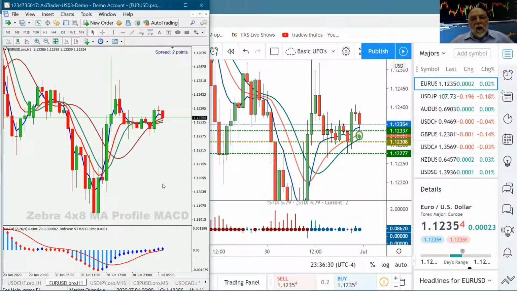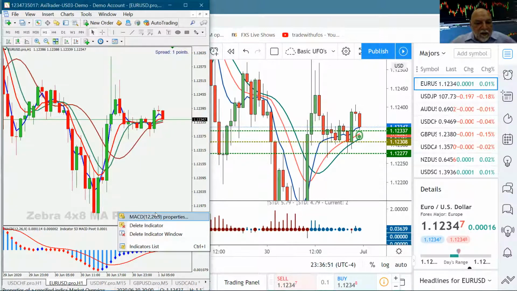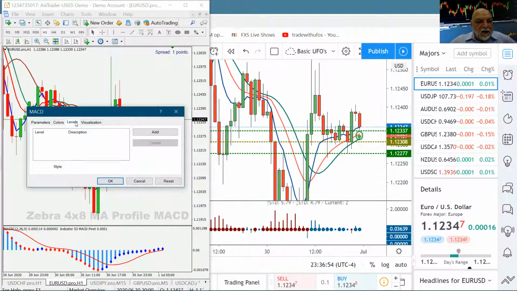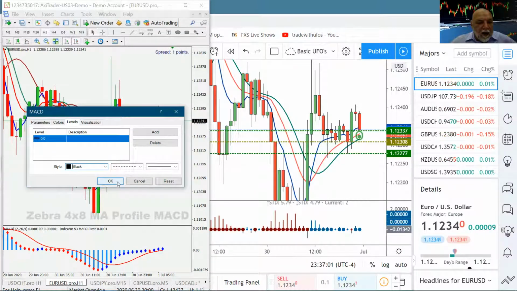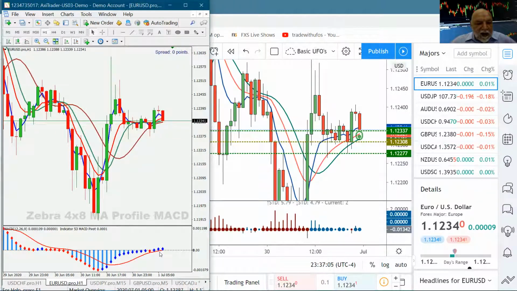All right, so here we can see that what has happened is the MACD has crossed above zero. Okay, MACD has crossed above zero. And just to make that a little bit easier to identify, let's go to the levels, add the 0, and go ahead there. So, okay, now you can see that the MACD is sitting on the 0. The signal line is just coming up for this hour.